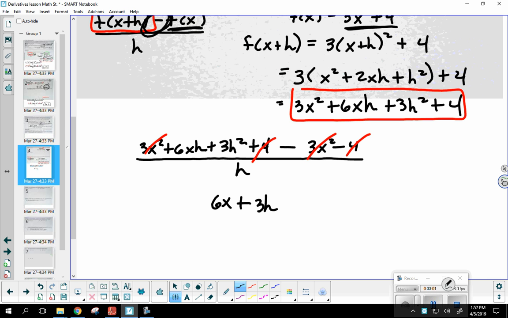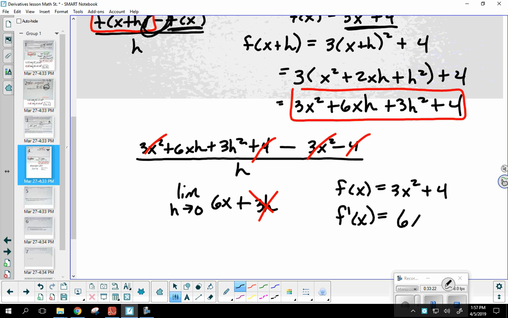But I want the derivative, so now I'm going to take the limit as h approaches 0. So any term with h goes away. So if f is equal to 3x squared plus 4, then the derivative, f prime, is just 6x. And I did mention it earlier, the derivative of a numerical value is simply 0. They just disappear.